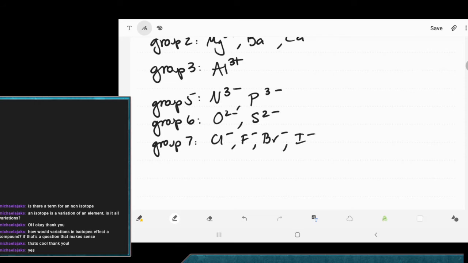All of these take -1 as their preferred charge. So they're all grouped together in their nice little columns, and they all have preferred charges.